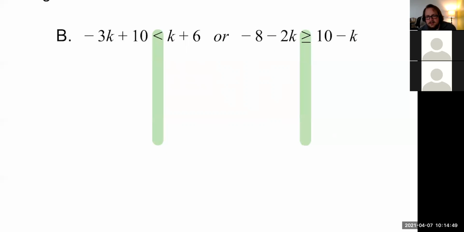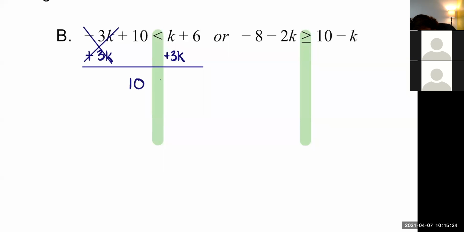Start on the left. No parentheses. Any like terms? No. Variable on both sides? Yes. What would you like to move first? The minus 3K. So the opposite of that would be plus 3K. So it allows me to eliminate it on the left-hand side, leave me with just that positive 10. Bring down my less than symbol.